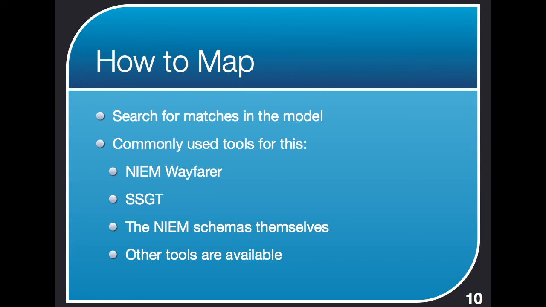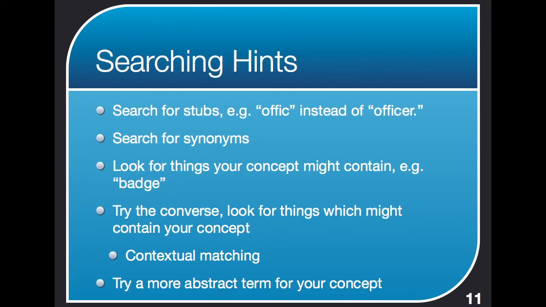You can use the NIEM schemas themselves. Lots of people do actually go through the schemas, load them into an editor of some sort, and search for things that way. There are other tools available as well. I'm not going to go through them all in the course of these training materials, but the major ones are Wayfarer and the SSGT, and of course the schemas themselves. Here are some hints for searching the NIEM for different things. Now you might think you just type in what you have and you'll get back what you need, and it's not that simple. For one thing, the NIEM often has different terms for things than you might think. You may be thinking police officer, and instead in the NIEM that's enforcement official. So the NIEM has its own way of referring to things, and if you don't do it exactly right, then you won't find it by doing exact searching.